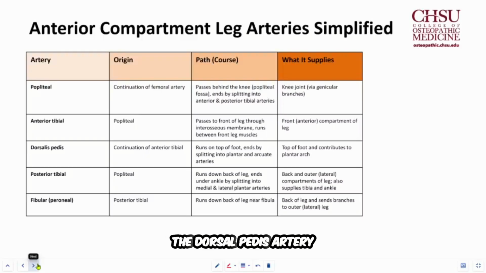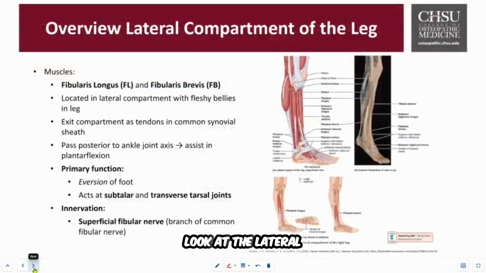The dorsalis pedis artery, which is a continuation of the anterior tibial, runs on top of the foot. The posterior tibial comes from the popliteal, runs down the back of the leg. And the fibular, or peroneal, artery, which comes from the posterior tibial artery, runs to the back of the leg near the fibula. Now let's take a look at the lateral compartment of the leg. The lateral compartment contains the muscles fibularis longus and fibularis brevis. Both of these are everters of the foot.